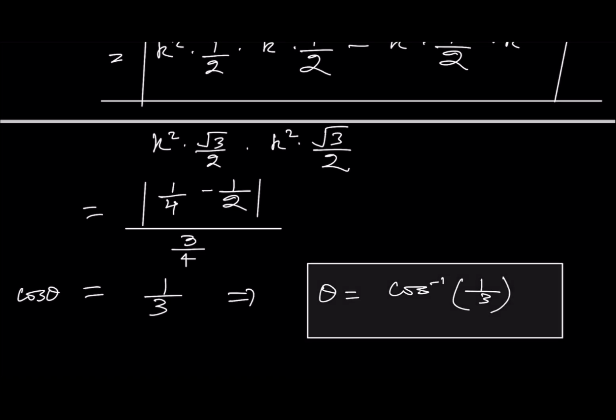So the angle between any two faces of a regular tetrahedron is cos inverse 1 by 3.